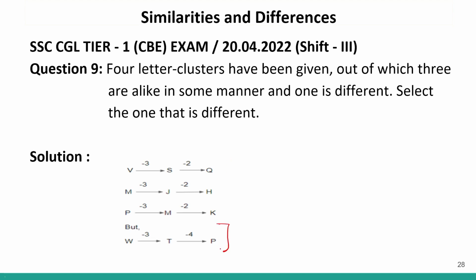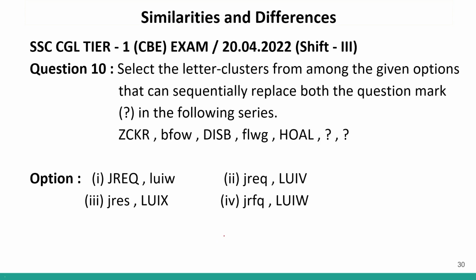Okay, so here you can see that only WTP follows a different logic. Now, we have to find two missing terms. So again, we have to consider this as one series, and this as the second series. So the first series will be Z, B, D, F, H, and then we have to find two terms. Now just solving this series only.